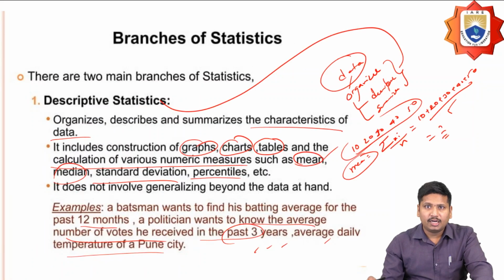And the branches of statistics are of two types, as I said: descriptive and inferential statistics. Descriptive means where we describe, summarize and organize the data. And then we also have constructions of graphs, charts, and tables for data visualization. At the same time, we have measures like mean, median, mode, etc., in order to make some measures on the data.